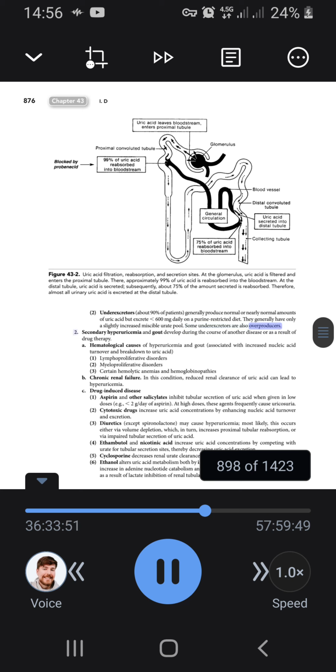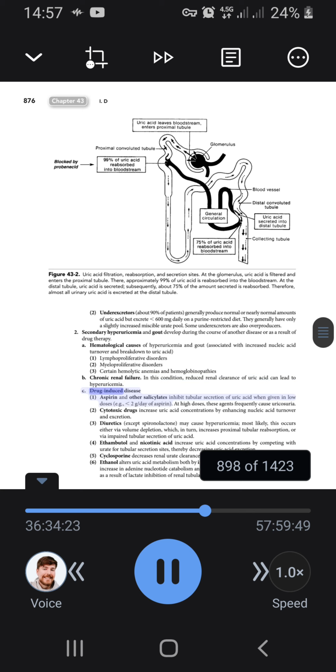2. Secondary hyperuricemia and gout develop during the course of another disease or as a result of drug therapy. E. Hematological causes of hyperuricemia and gout associated with increased nucleic acid turnover and breakdown to uric acid. 1. Lymphoproliferative disorders. 2. Myeloproliferative disorders. 3. Certain hemolytic anemias and hemoglobinopathies. B. Chronic renal failure. In this condition, reduced renal clearance of uric acid can lead to hyperuricemia.